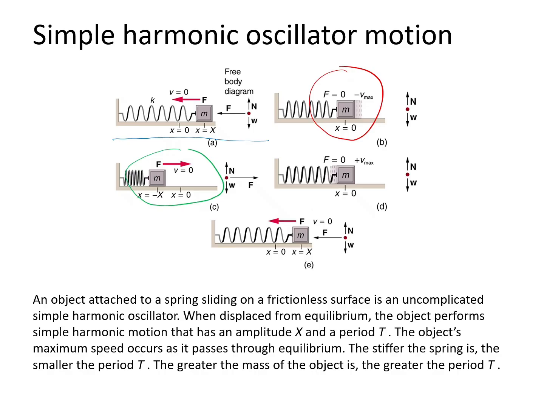At the extreme right or extreme left positions, the mass has zero velocity for an instant because it is changing direction. But the force and acceleration have maximum magnitude there. At equilibrium, the mass has maximum speed. The force is zero at that instant, but the mass does not stop because it already has velocity.